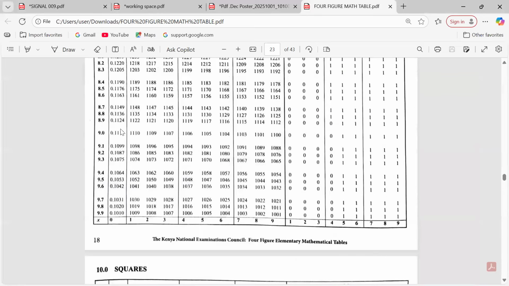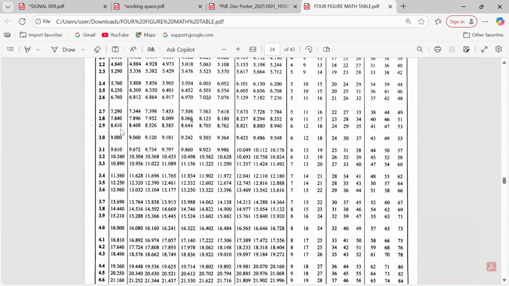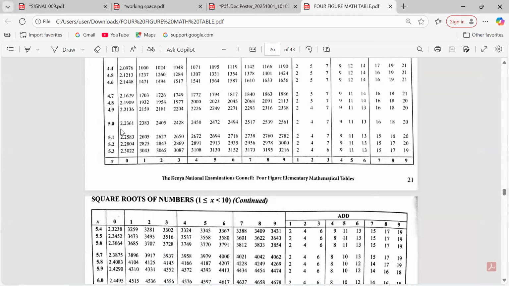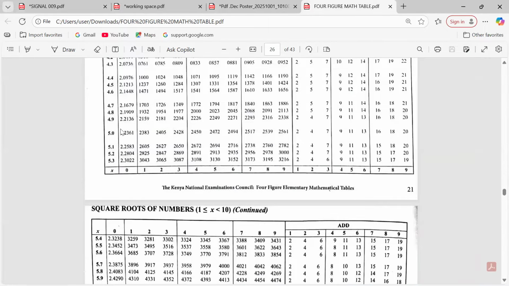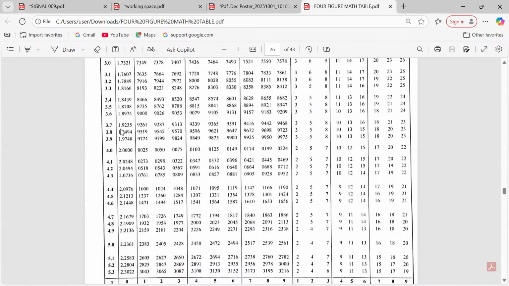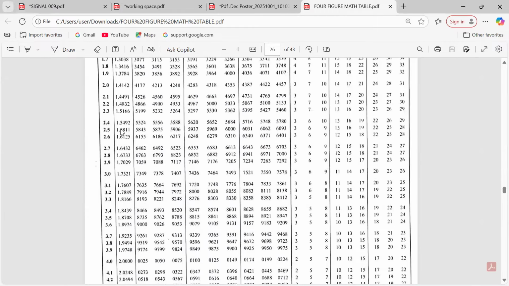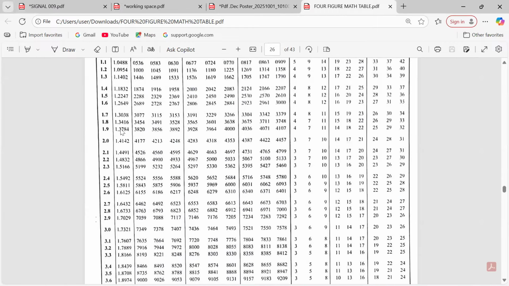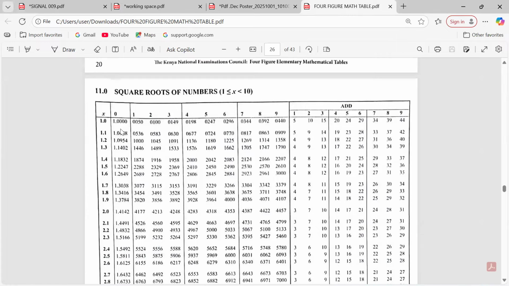We are looking for not reciprocals, not squares, but square roots. Yeah, square root. So we are looking now for the square root of what? Let me check the figures once again, so that we may extract the square root. I'm also going to guide you on how to find square roots.